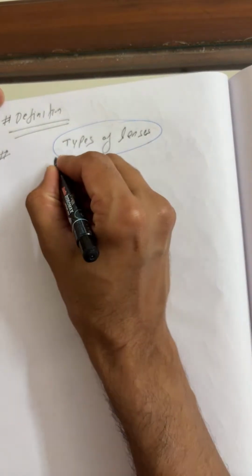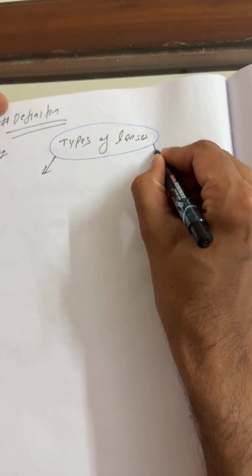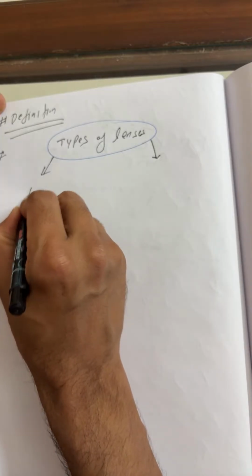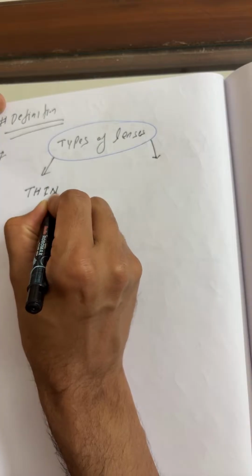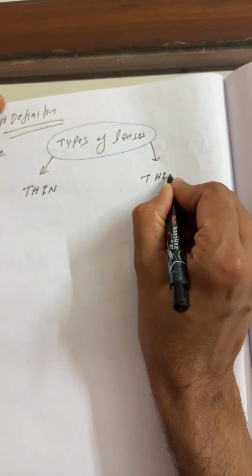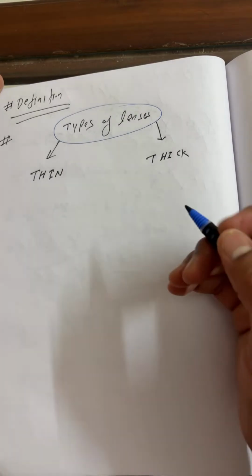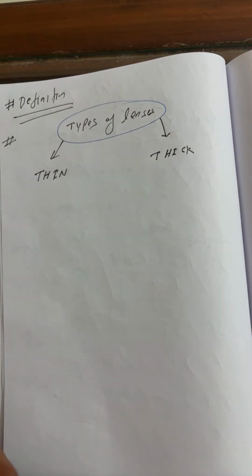So basically, students, in our syllabus, types of lenses are of two types. First, you can say thin lens. Next, thick lens. You can ask, how can we decide which is a thick or thin lens?